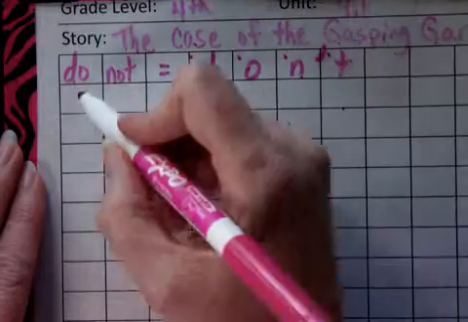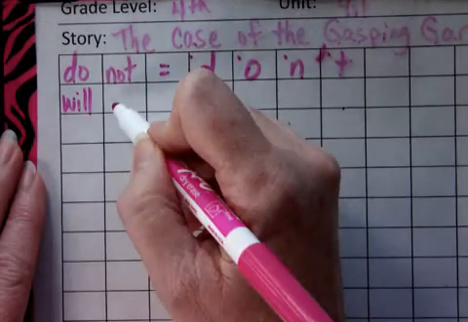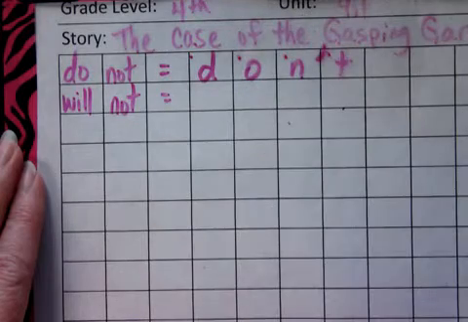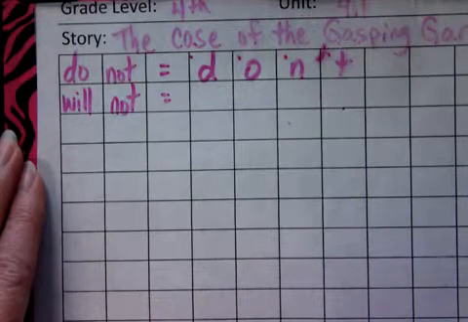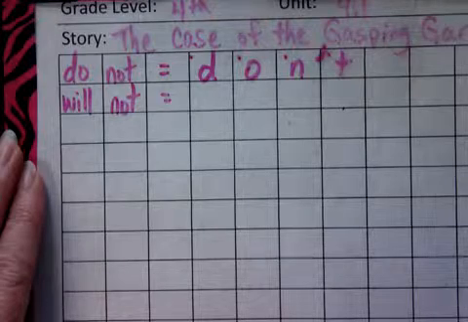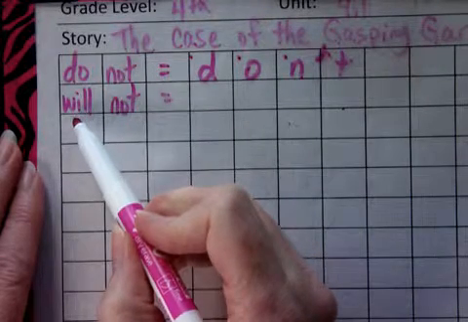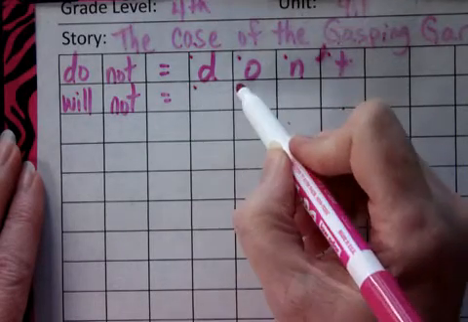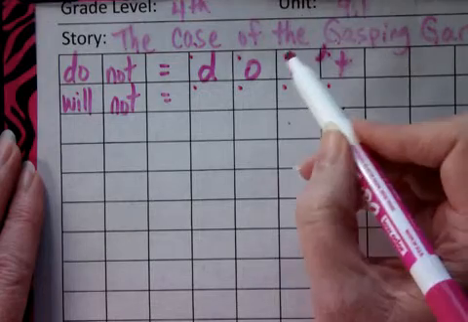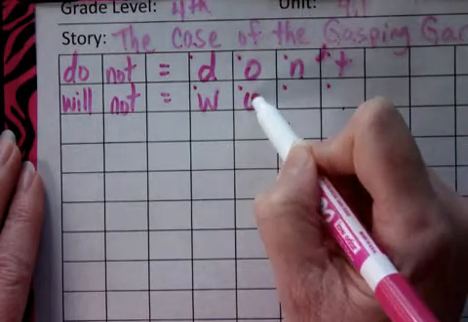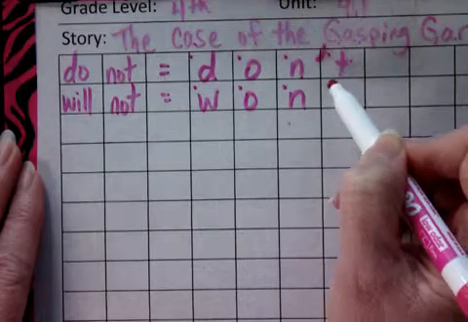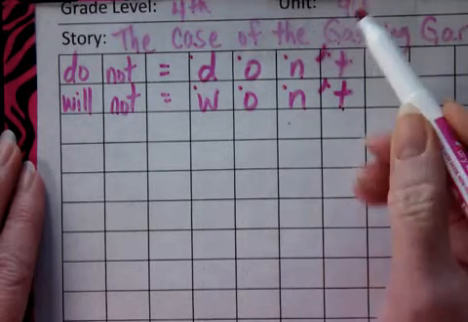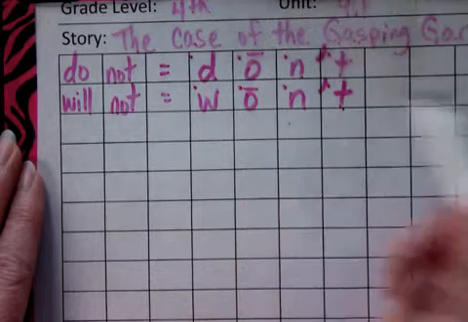The next words we'll combine are will and not. Will and not. We don't say willn't. We have to change the base word, or the first word. The contraction is won't. W, O, N, apostrophe T. Don't and won't. Those are the long O sounds.